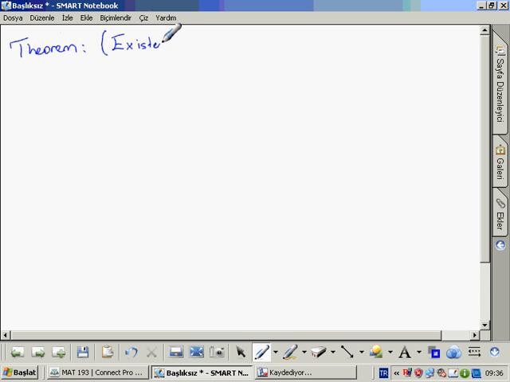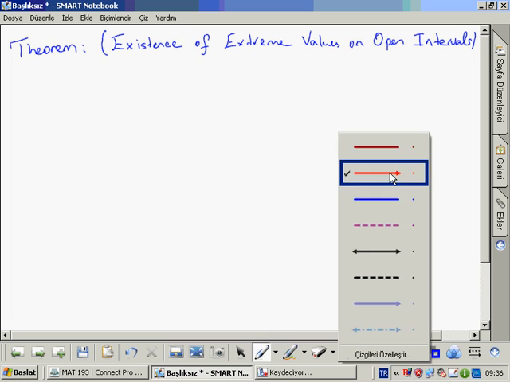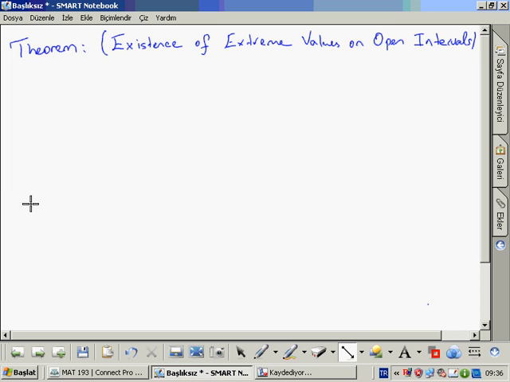Sorry, existence of extreme values on open intervals. I said the open intervals are critical, and problematic, and now let's examine this type of function, and let me first sketch the graph to understand this type of extreme values.